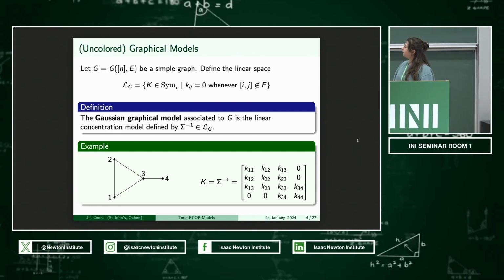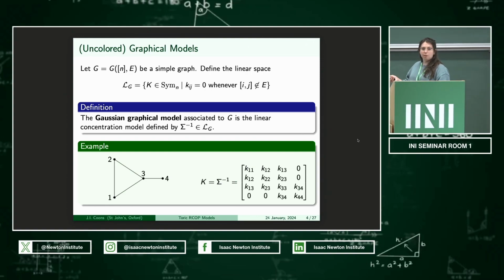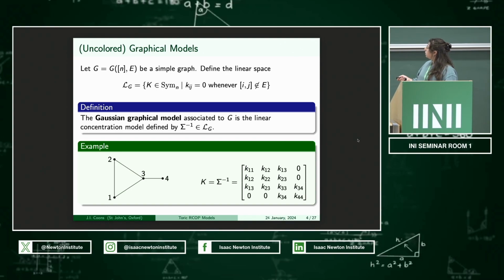So for example, if this is my graph, this is a graph you're going to be seeing a lot of over the next hour or so. The only missing edges are 1,4 and 2,4. So those get zeros in my matrix, and then everything else is free, except it has to be symmetric, but the upper triangle here can be whatever you'd like.